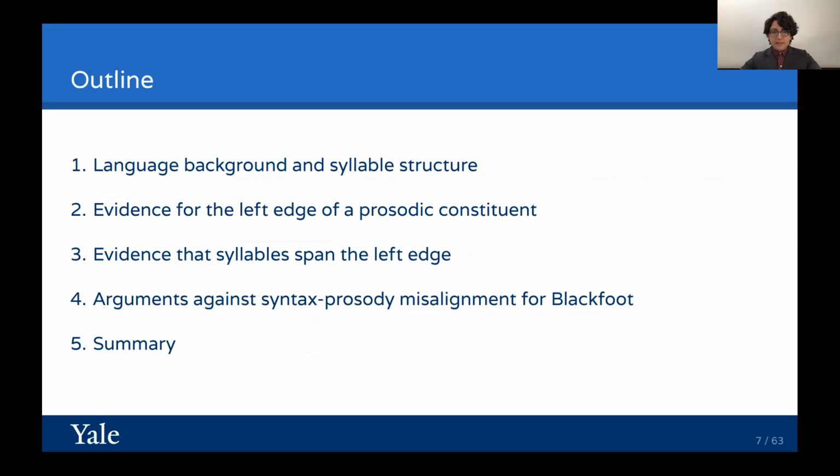After a section discussing language background and a little bit about syllable structure in Blackfoot, I will first present evidence for the left edge of a prosodic constituent. After that, I'll turn and show that there is evidence that syllables do actually span that left edge and don't align exactly with the edge of the prosodic constituent. And then finally, I'll show that there's no alternative analysis available where the syntax and prosody misalign in order to align the prosodic edge to a syllable edge.